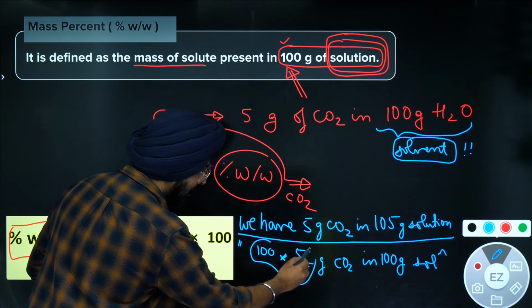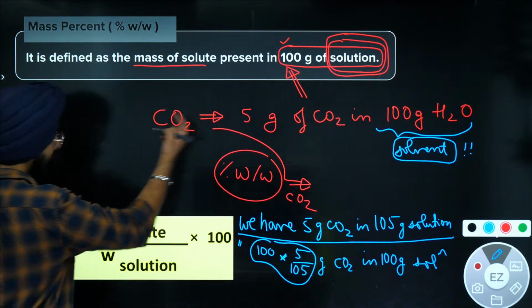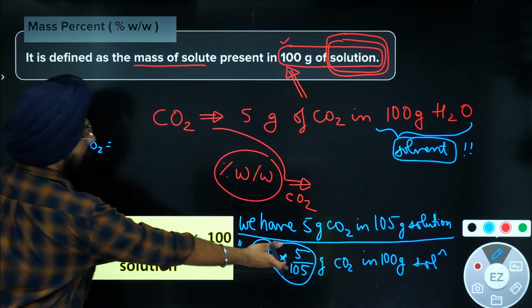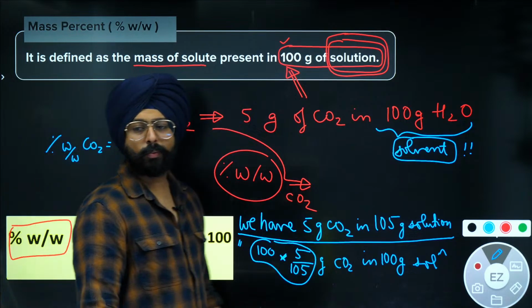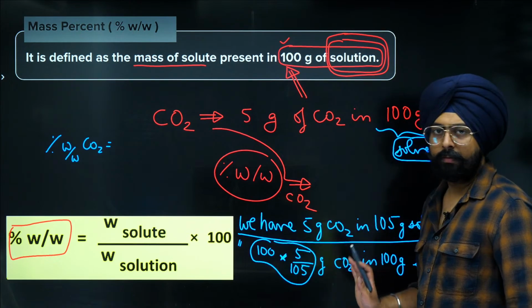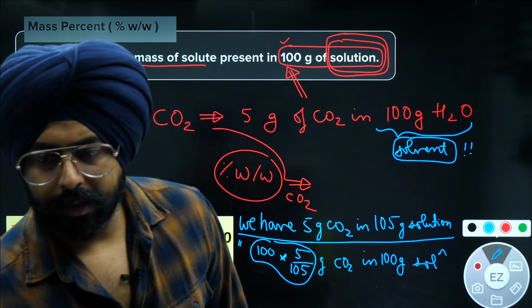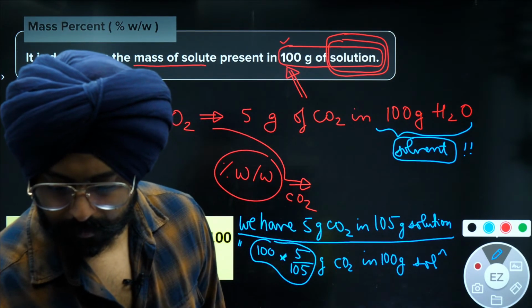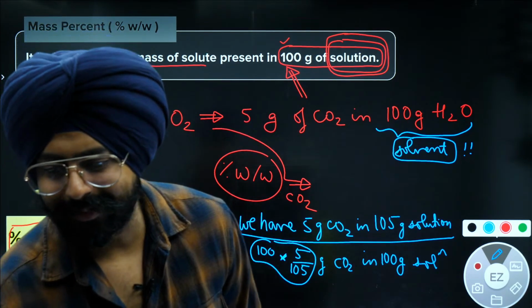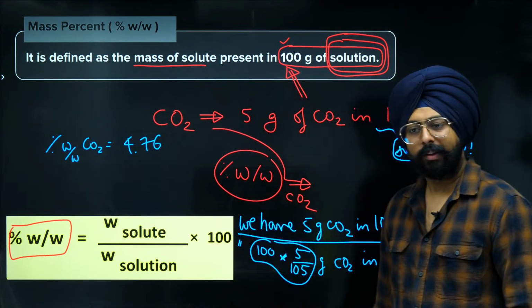This, my dear friends, is basically the percentage weight by weight of CO2. So in this particular example, percentage weight by weight of CO2 is equal to this number, which will come out to be a little less than 5. You can do the calculation. 500 by 105, how much does that come out to be? Can anyone give me the accurate answer? I can use the calculator because I don't have to give JEE anymore. So this comes out to be 4.76 approximately. Got it?